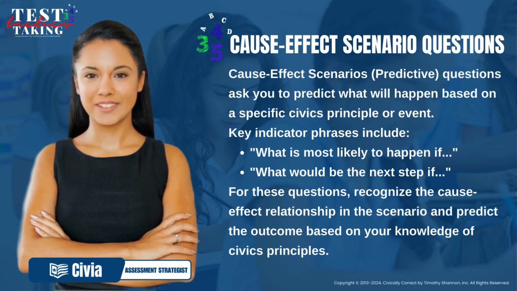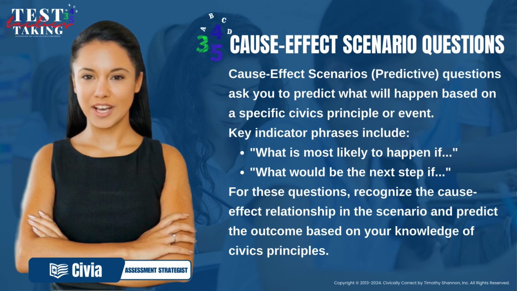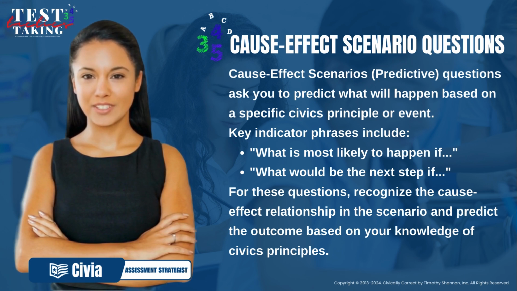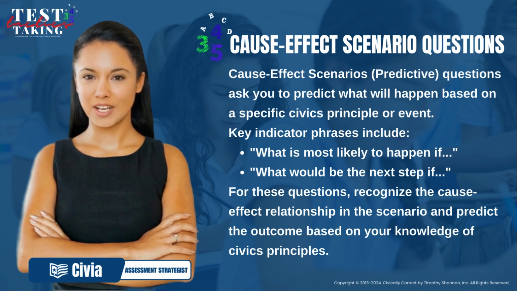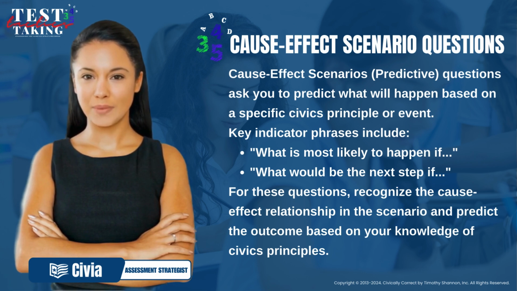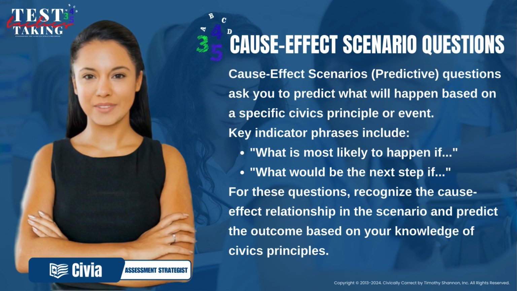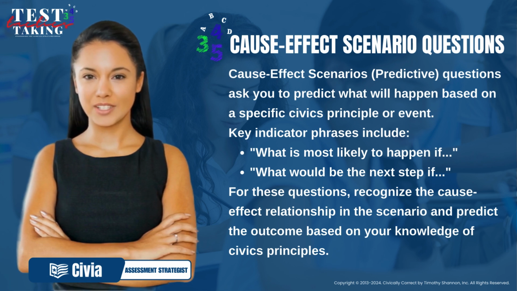Key indicator phrases include, what is most likely to happen if? What would be the next step if? In predictive questions, you'll need to recognize the cause-effect relationship and make an educated guess about the outcome based on your understanding of civics principles. Now let's look at some examples of the cause-effect scenarios, predictive question structure.